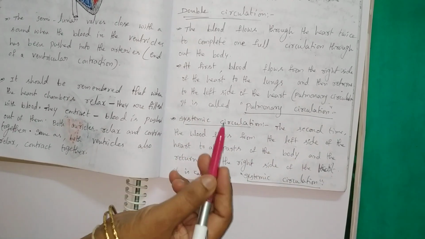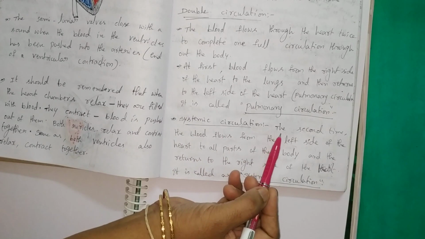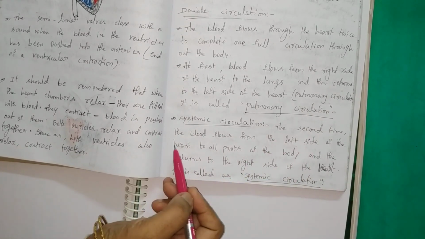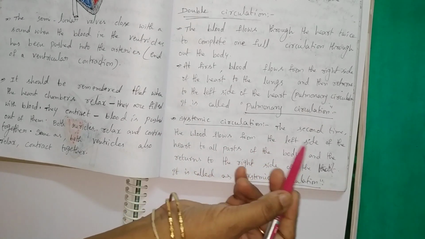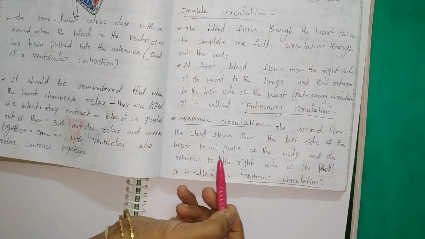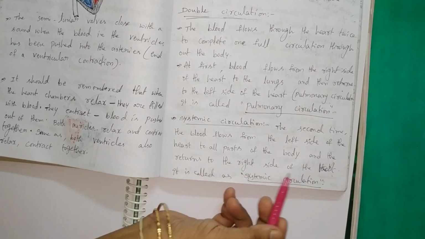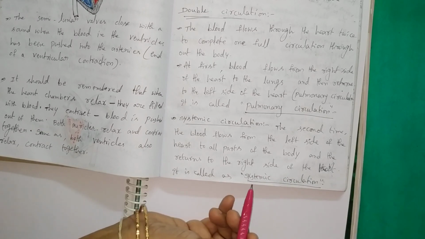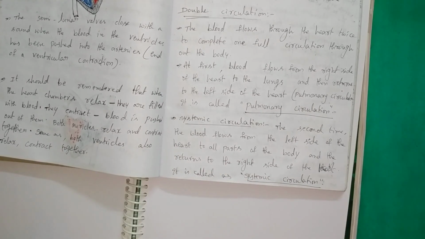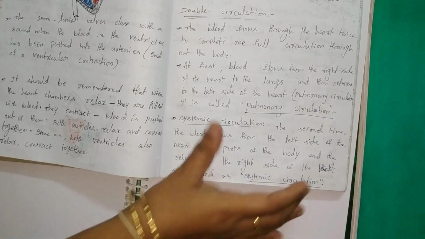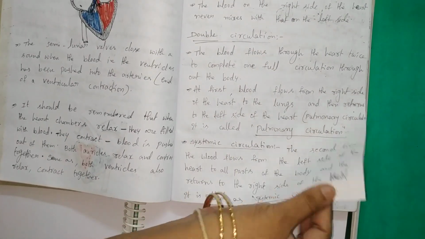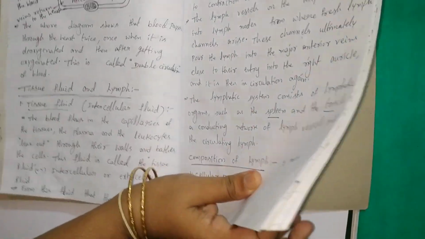Next, systemic circulation. The second time, the blood flows from the left side of the heart to all parts of the body and then returns to the right side of the heart. So it is called systemic circulation. So there are two types of circulation: pulmonary circulation and systemic circulation. So it is a double circulation.